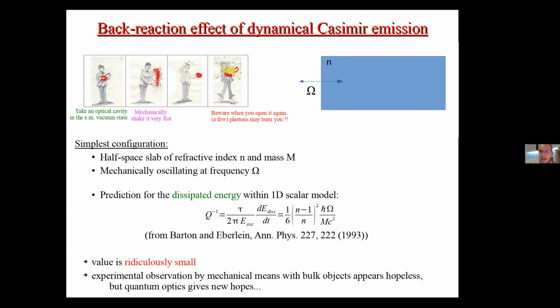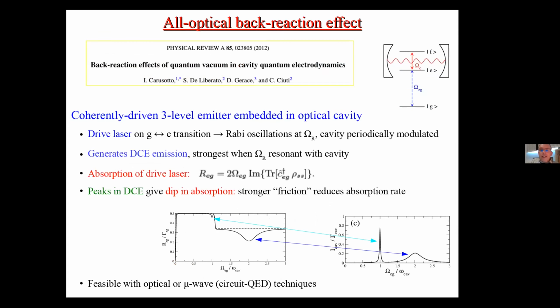One of the first calculations of these phenomena was reported in this old paper, which gave some estimate of dissipated energy, and if you plug in numbers, you find a result which is ridiculously small. So there is no way of observing this effect with macroscopic objects. So here comes quantum optics to help.